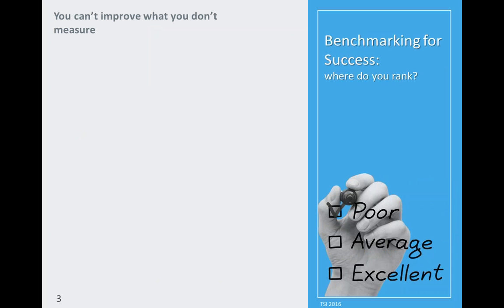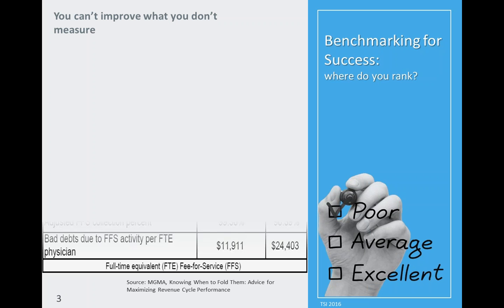Now, practices often believe they're doing a fairly good job, and ultimately what they're saying is they don't believe there is room for significant improvement. And in fact, very few practices actually track their numbers or know how those numbers really compare to their peers.